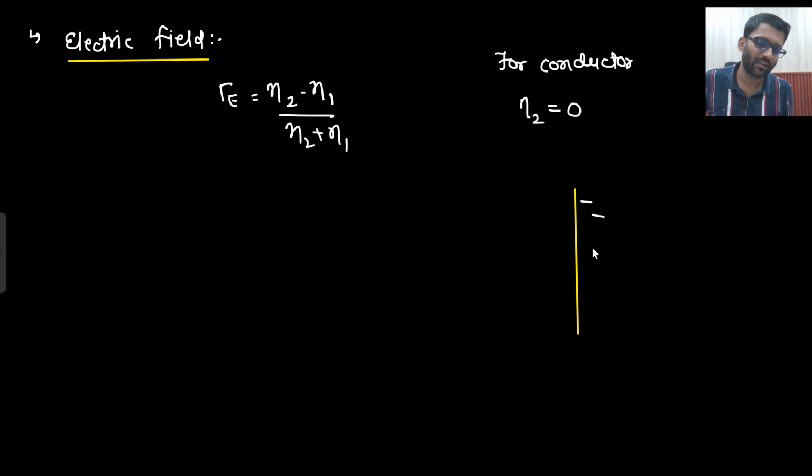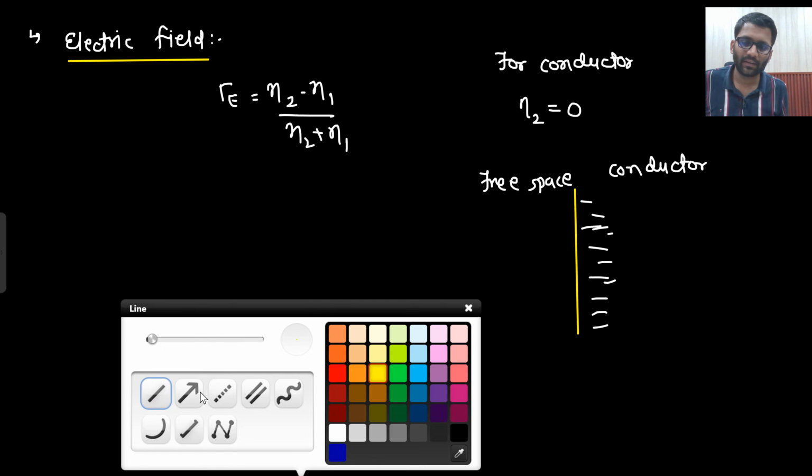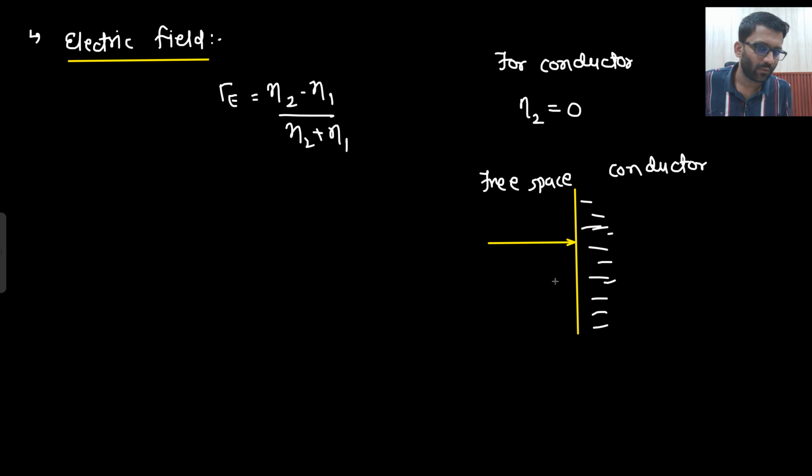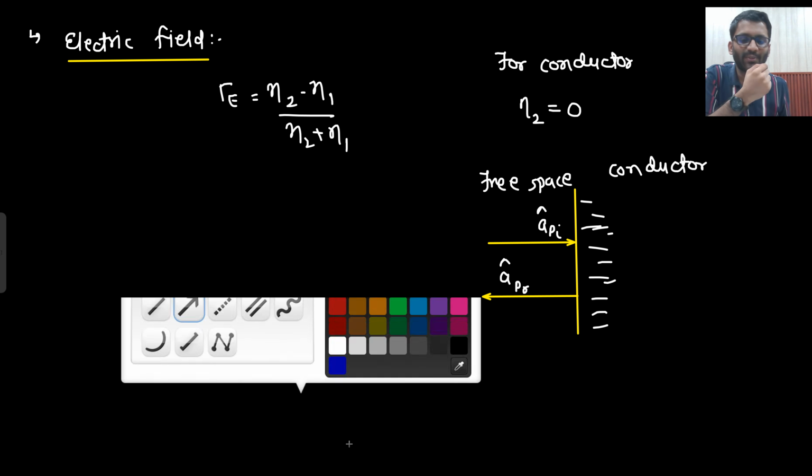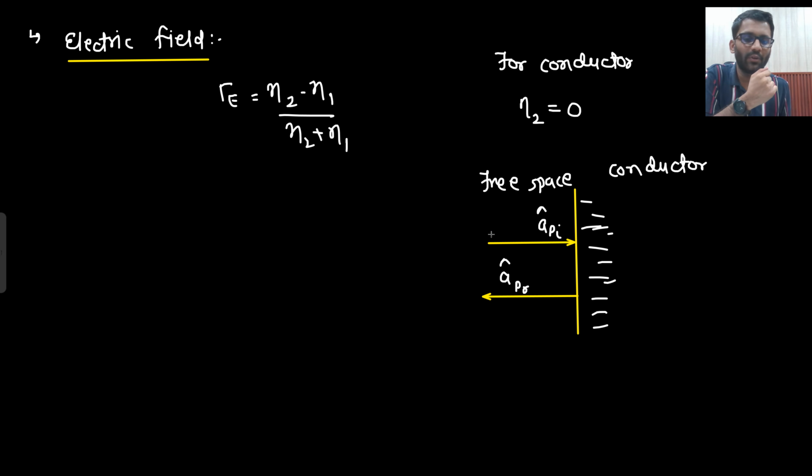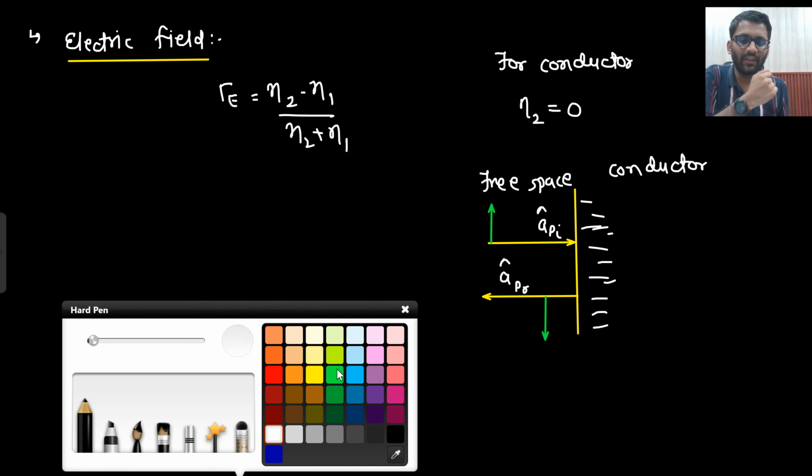Basically, this is your conducting plate, this is my conductor, and this is my free space. Your EM wave will come, and this is your incident EM wave. Whatever EM wave comes, all of it will be reflected back. The important point to note is that the electric field will change its direction, but the magnetic field will not change its direction.